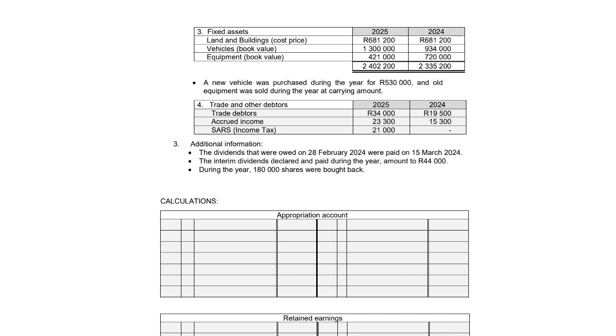3. Additional information. The dividends that were owed on 28 February 2024 were paid on 15 March 2024. The interim dividends declared and paid during the year amounts to 44,000 rand. During the year, 180,000 shares were bought back.